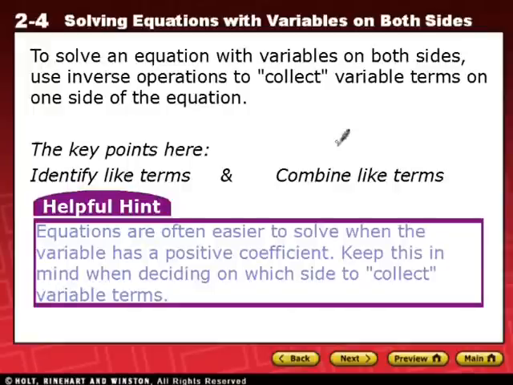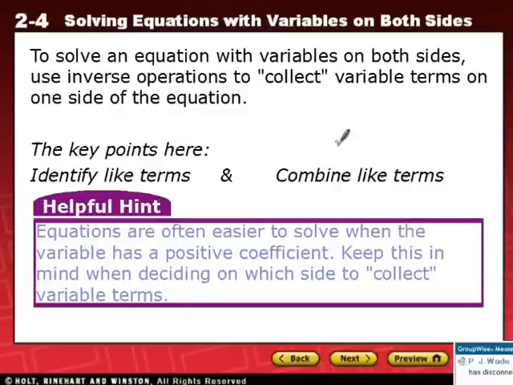To solve an equation with variables on both sides, you're going to want to use inverse operations to collect the variable terms on one side of the equation. So we've got to get all the variable terms onto one side, we've got to get all the plain numbers onto the other side, so that eventually we can multiply or divide to get the variable by itself.